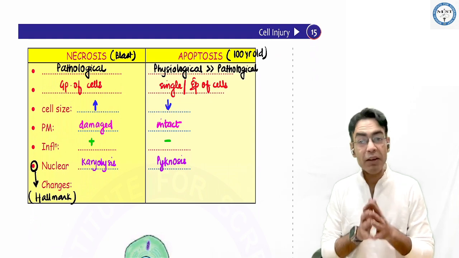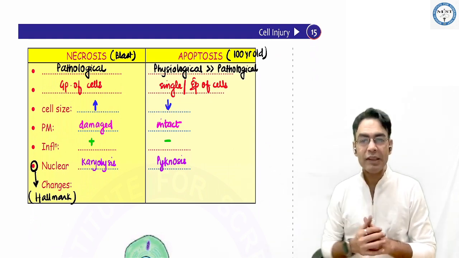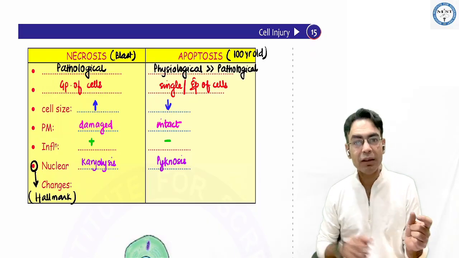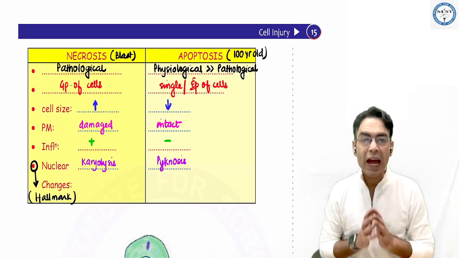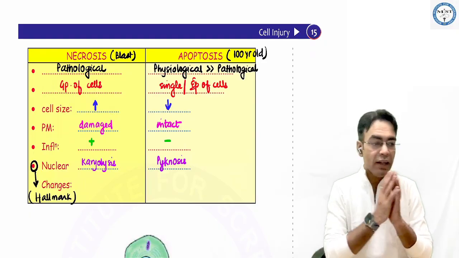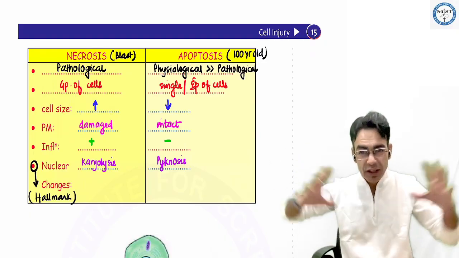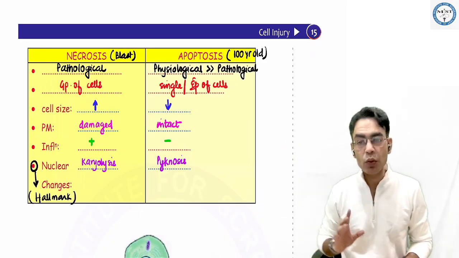Now, the cell membrane in necrosis will be damaged because after a blast, nothing will be seen, but in apoptosis, it will be intact. Inflammation, where the WBCs come to the site and fight, will always be seen at a blast site. So necrosis contains inflammation, apoptosis does not have inflammation. And for nuclear changes, that's the hallmark feature of these cell deaths. In necrosis, you'll find karyolysis, and in apoptosis, because everything is compressing, it will cause pycnosis.